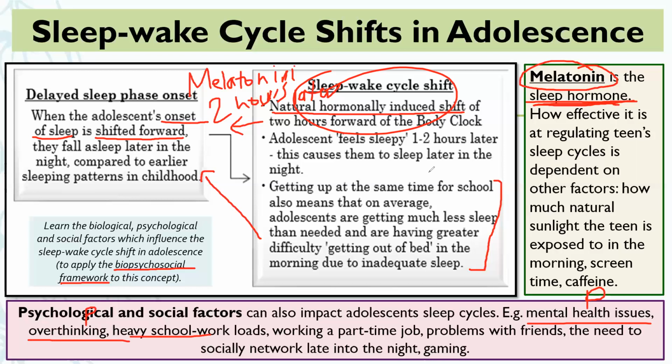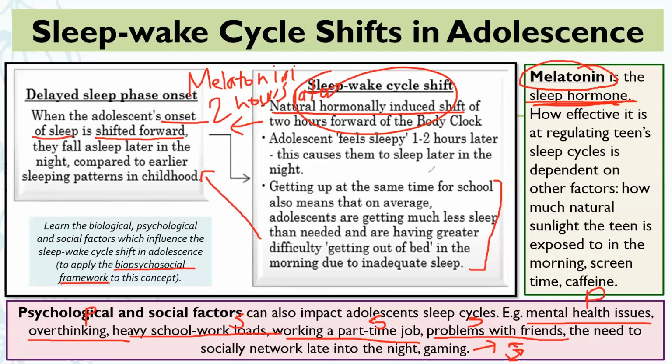Heavy school workloads is more of a social factor because your school is a social environment. Working in a part-time job, again, is employment, so that's social, that's an S. Problems with friends is your relationship, so that's an S. The need to socially network late into night, and gaming, so both of these are also social factors, okay?